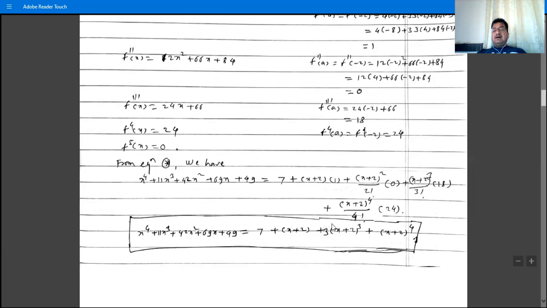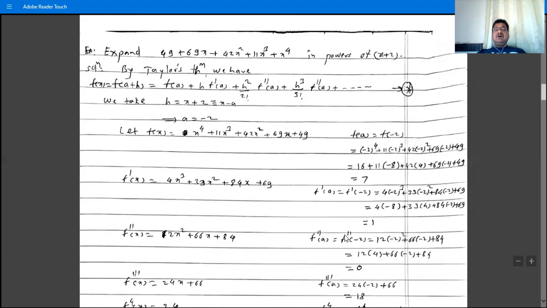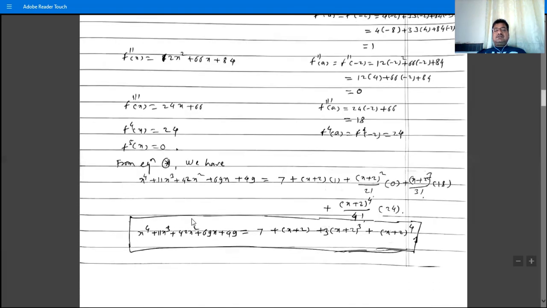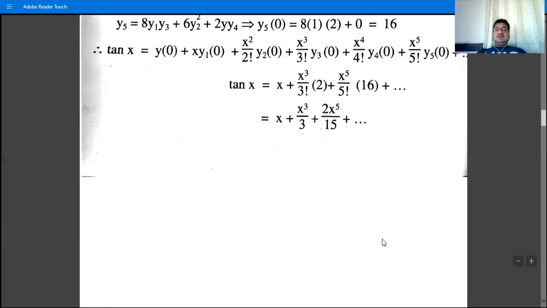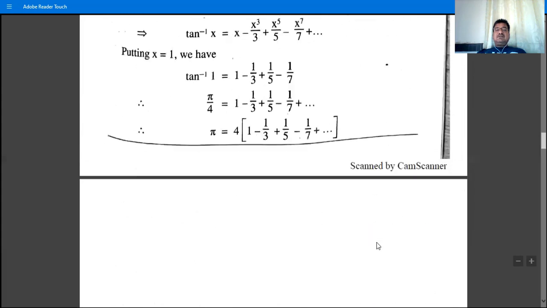If we simplify the RHS, that is, if we find x plus 2 bracket cube and x plus 2 bracket raised to 4, and simplify all the RHS, then we have the answer, the LHS. So this is the expansion of this function in ascending powers of x plus 2. So already these examples are on Maclaurin's theorem.